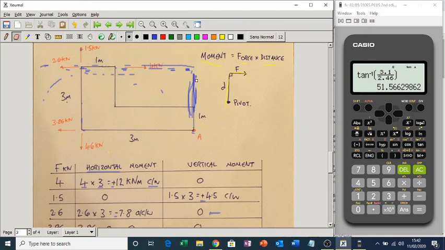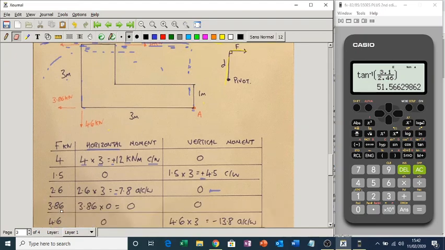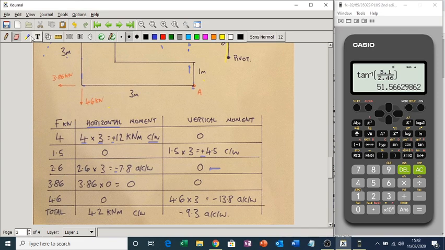And we'll do the same thing now for the 3.86. So there's my 3.86, here. There's the line of my force. Horizontal moment is only going horizontal, so we'll ignore the vertical, so 0. Force times distance: in this case, that force there, that 3.86, is on the same line as that pivot point. So there's no distance away, there's no distance.